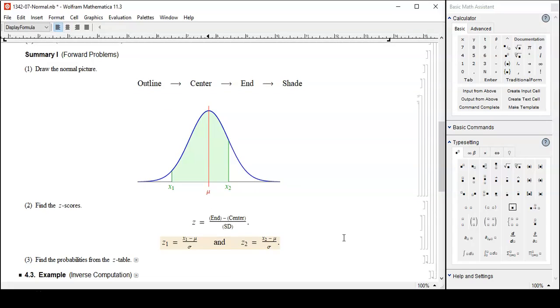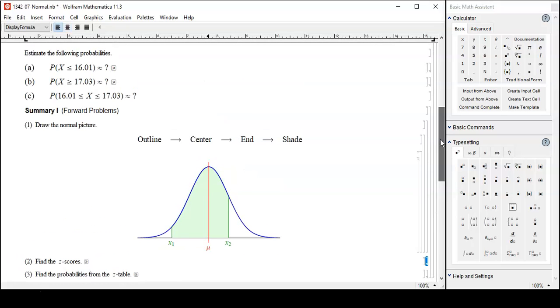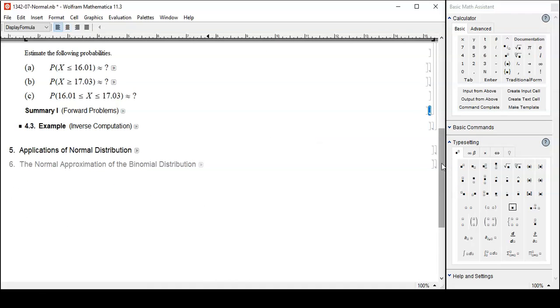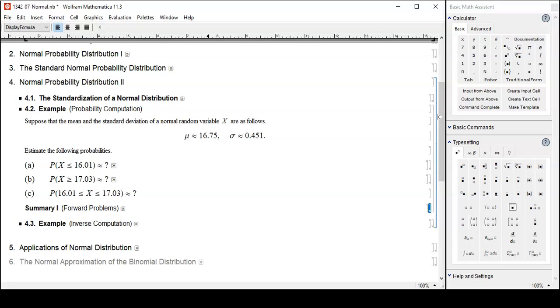So you'll have to look up two probability values from the z-table, and then do appropriate computation with those. In this case, appropriate subtraction. I'm going to leave the details to students. And that summary applies to any kind of forward problems, any kind of probability computation problem.